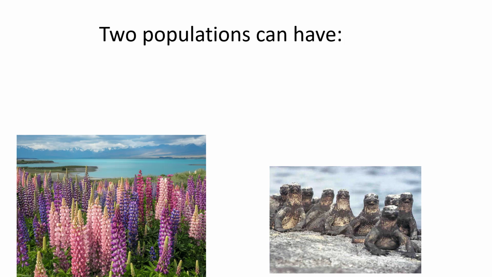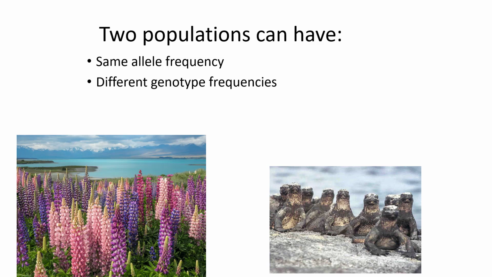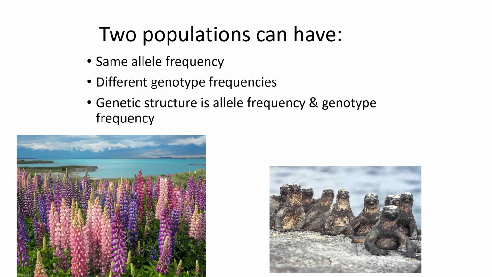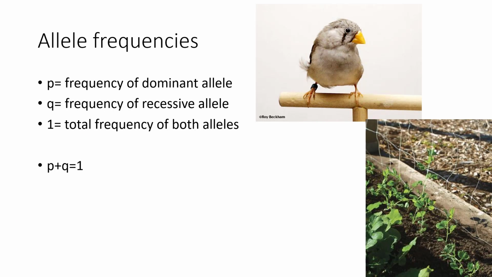And 2 populations can have the same allele frequency, but different genotype frequencies. And we can see that when the genetic structure is different, and that's the allele frequency and the genotype frequency when considered together. So we're going to define allele frequencies as P's and Q's. P is the frequency of the dominant allele, Q is the frequency of the recessive allele, and 1 is the total frequency of all alleles. In this case, there are only 2, so both alleles. And we know that P plus Q equals 1 because in this case, there are only 2 alleles, so the frequency of both of them must add up to 1.